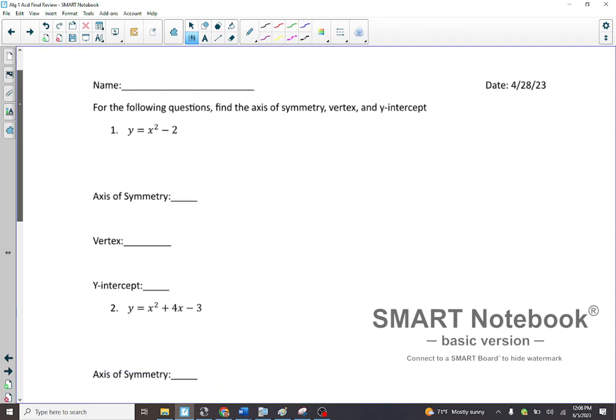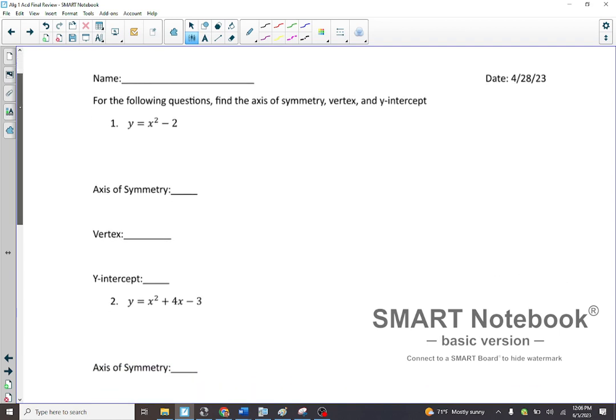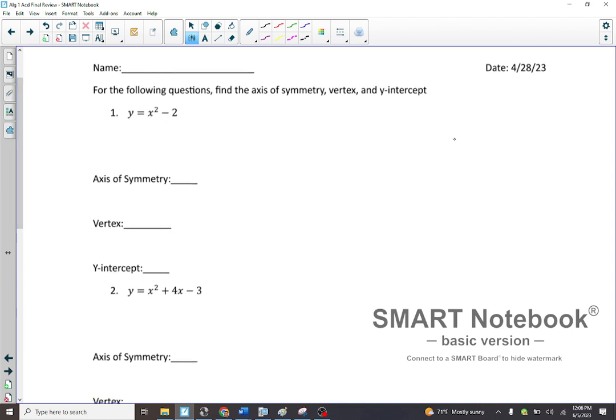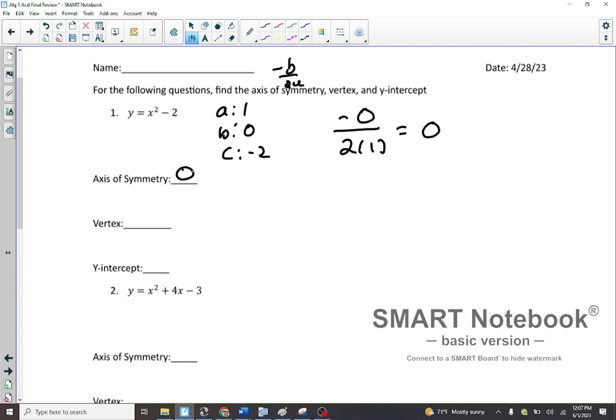Next one, the quadratic stuff. So here we have this one. We need to find the axis of symmetry. Remember, whenever you find the axis of symmetry, it is negative b over 2a. In this case, my a value is 1. My b value doesn't exist, so it's 0. And my c value is negative 2. So my axis of symmetry is negative 0 over 2 times 1. Overall, it becomes 0. So my axis of symmetry is 0. But because my axis of symmetry is 0, that also makes the x of my vertex 0.